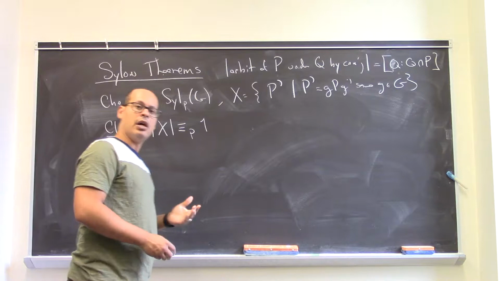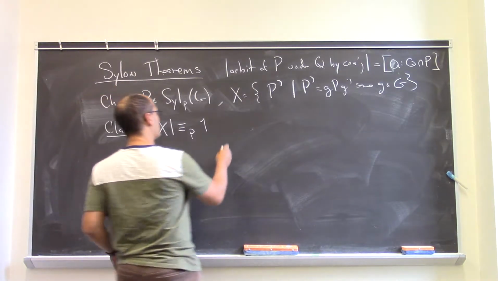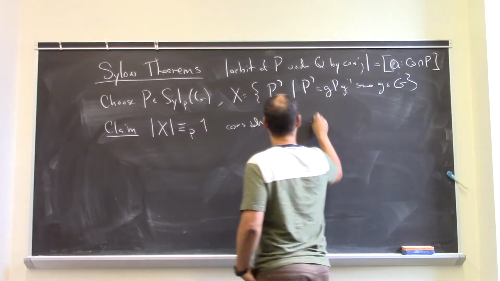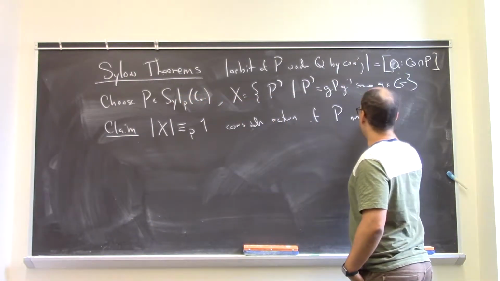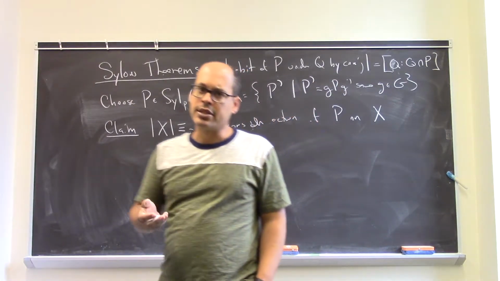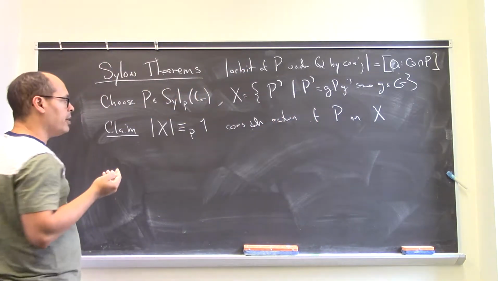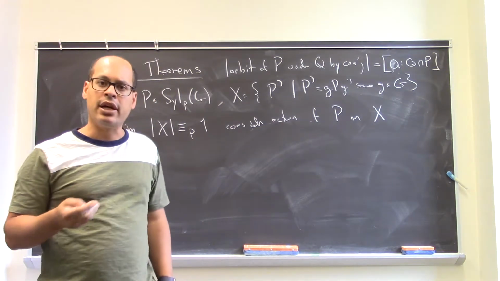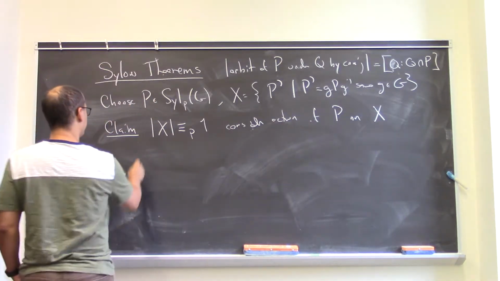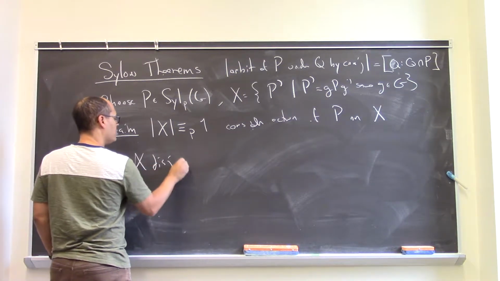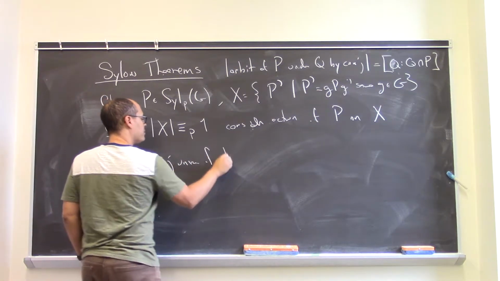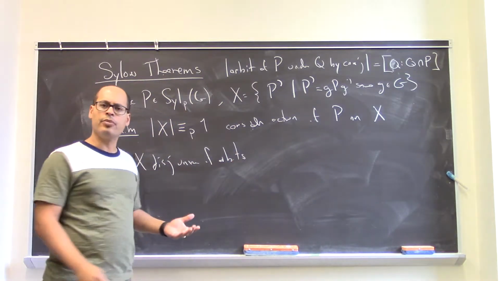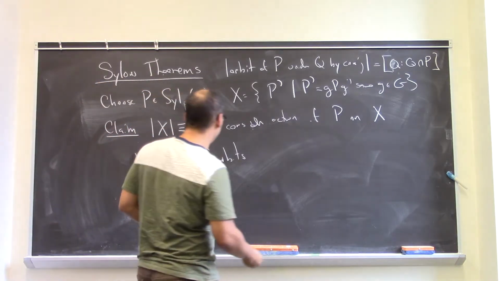The first thing we're going to do, though, is notice that the number of things in X is congruent to 1 mod p. The way to see that is to consider the action of P on X. G acts on X by conjugating, and by restricting that action to P, P acts on X. Now, under that action, X is a disjoint union of orbits. Let's just see what the sizes of these various orbits are.